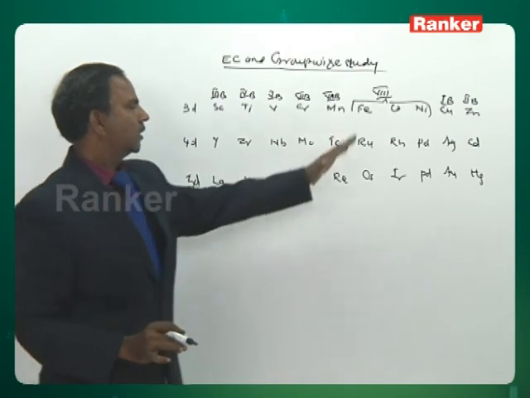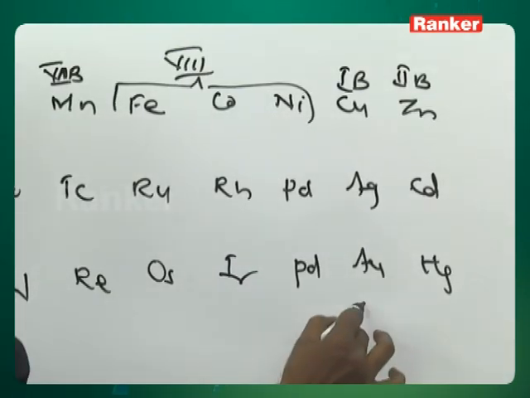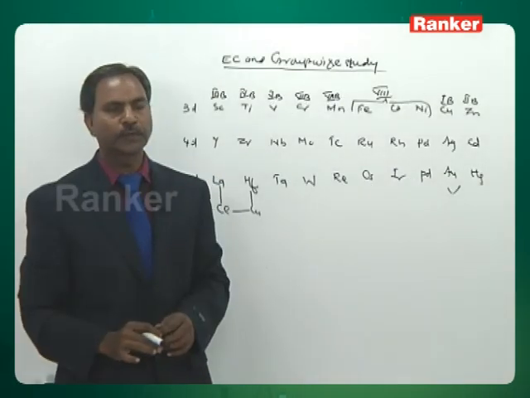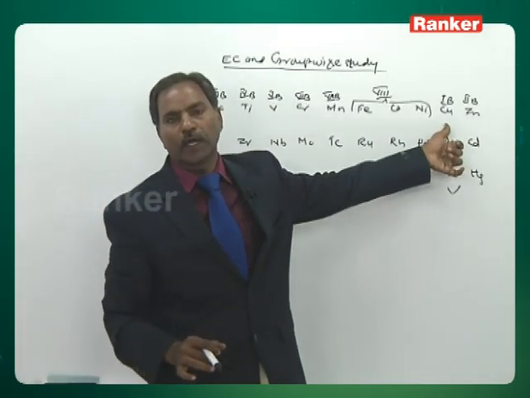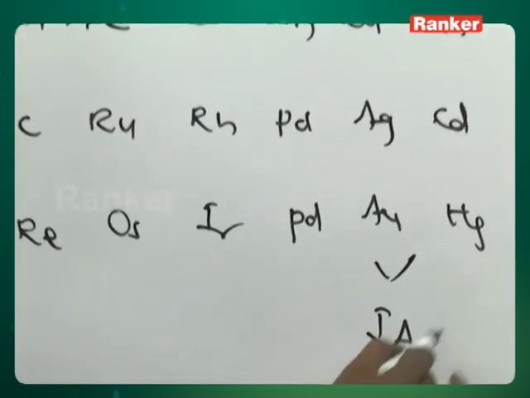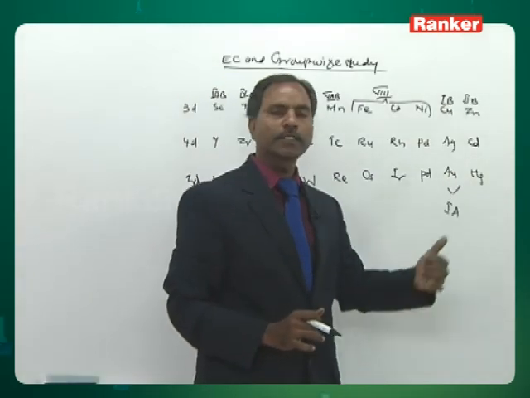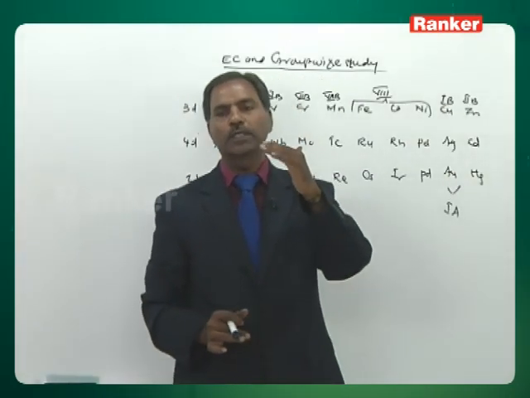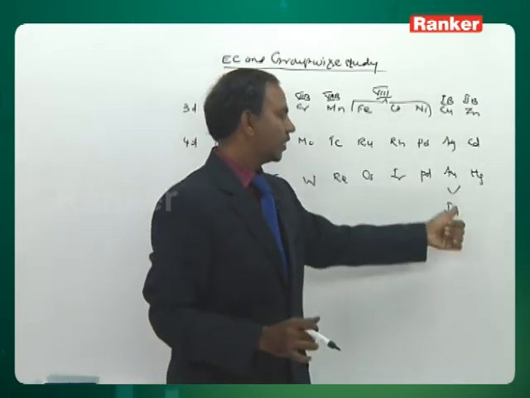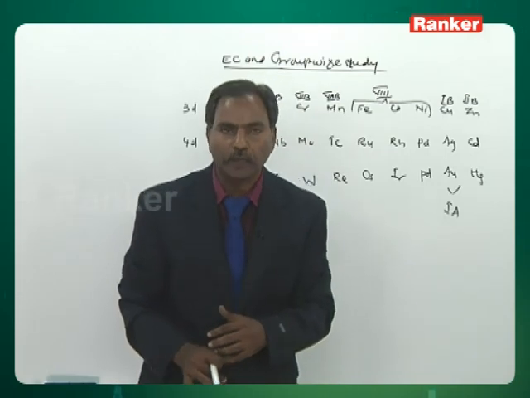Let us discuss the group wise study of these particular elements. Let me talk about first B group. The first B group of elements resemble the first A group, because their common oxidation number is +1. First A group also +1. Therefore, these elements are exhibiting similarities with the first A group of elements.